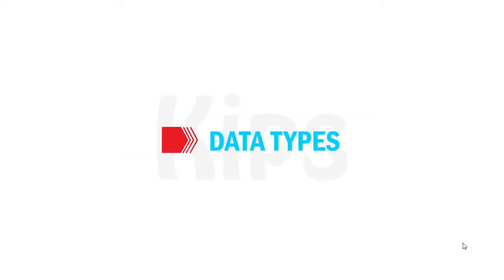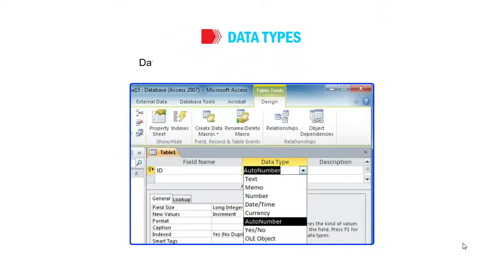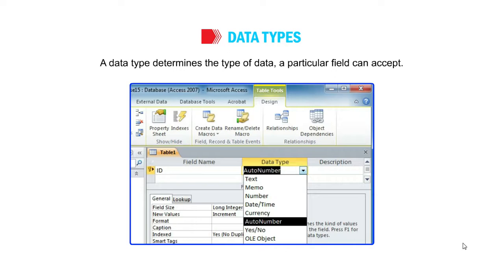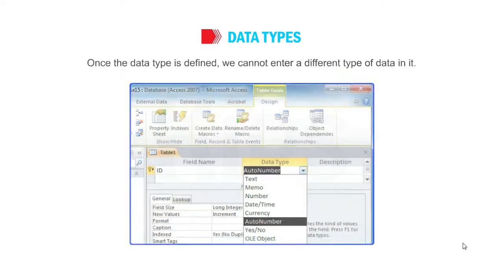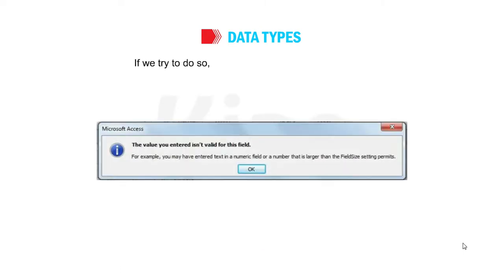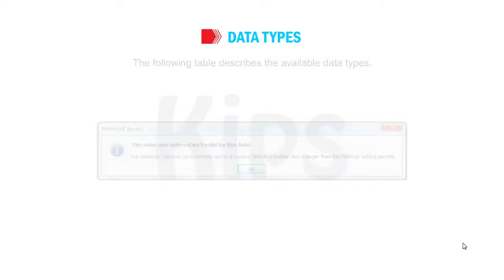Let us discuss data types. Data types are used to declare the fields of a table. A data type determines the type of data a particular field can accept. Once the data type is defined, we cannot enter a different type of data in it. If we try to do so, an error message will be displayed. The following table describes the available data types.